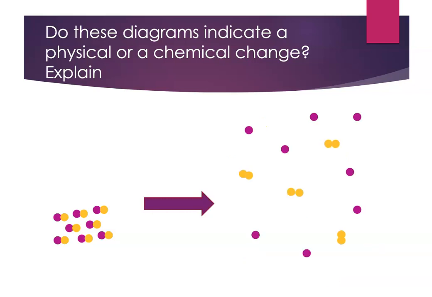Okay, let's look at this one. Beforehand, I've got those purple and yellow molecules. And then afterwards, I see yellow molecules, diatomic molecules, and purple atoms. To me, that's a chemical change. I've got different formulas. I might write AB for before, and then afterwards, I have A and B2. So this is, to me, a chemical change.